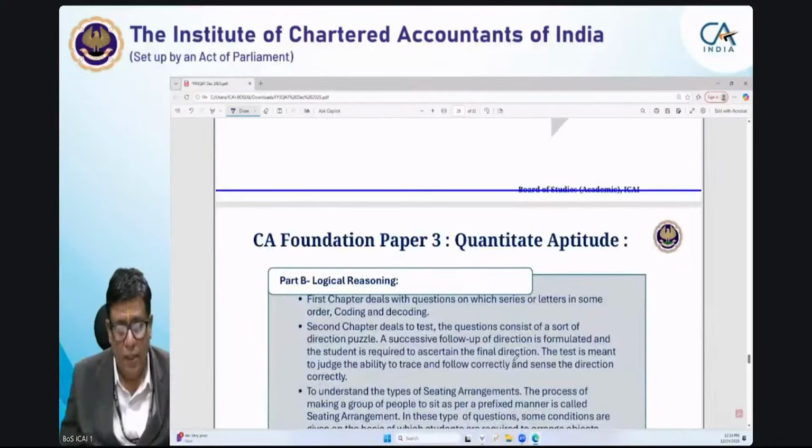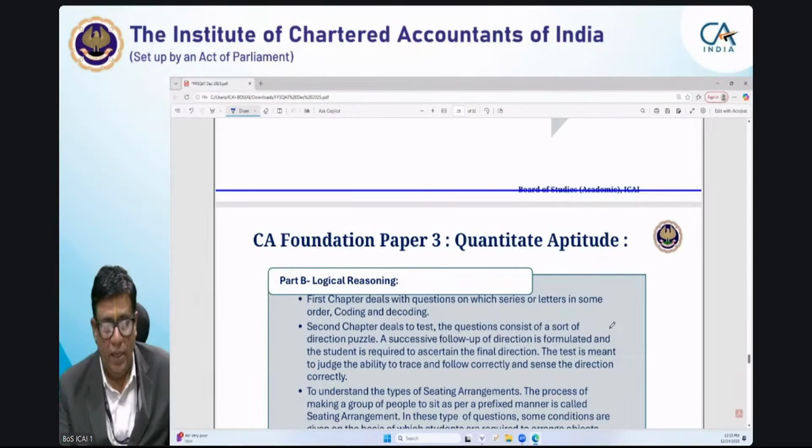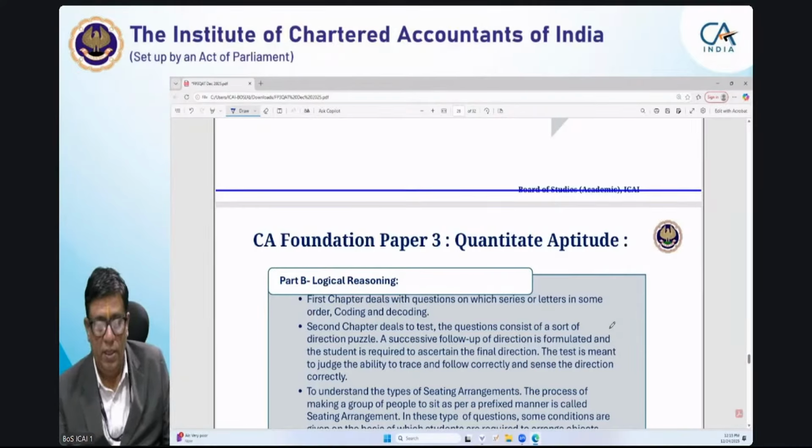Next, logical reasoning. The first chapter deals with questions on a series of letters, coding and decoding, and which number is different from others, that is, the odd one out. Next, the second chapter deals with questions consisting of final direction, successive direction formula related. The students are required to ascertain the final direction. The test is meant to judge the ability to trace the final direction: when it starts from a particular direction, how it is moving, and finally which direction it ends at.